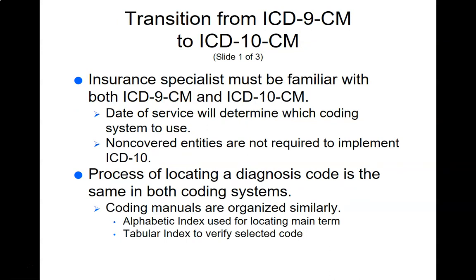Transition from ICD-9-CM to ICD-10-CM. The insurance specialist must be familiar with both ICD-9-CM and ICD-10-CM. The date of service will determine which coding system to use. Non-covered entities are not required to implement ICD-10. The process of locating a diagnosis code is the same in both coding systems. Coding systems are organized similarly. Your alphabetic index is used for locating main terms, and your tabular index to verify the selected code. Both coding systems have a neoplasm table and a table of drugs and chemicals, included in the alphabetic index.